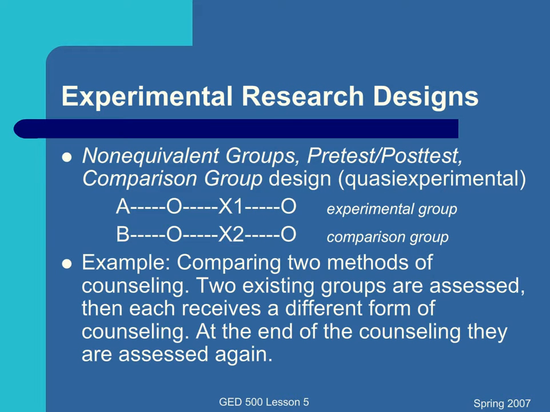So another example of this would be comparing two methods of counseling. So two existing groups are, let's say, assessed, and then they receive a different kind of counseling. Maybe one group receives cognitive behavior therapy, and then the other group receives a more traditional therapy. And at the end of counseling, they're assessed again, and you can see who improved in maybe symptoms of depression and anxiety between the two groups. You can do a comparison.